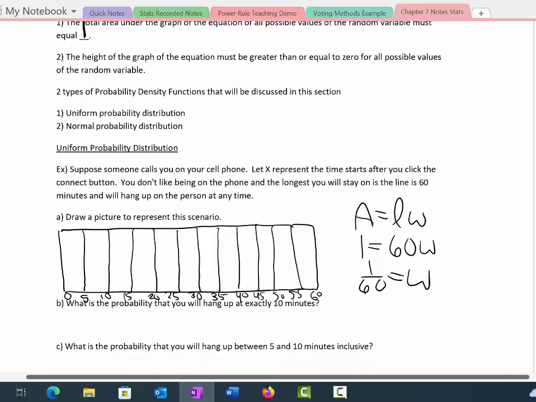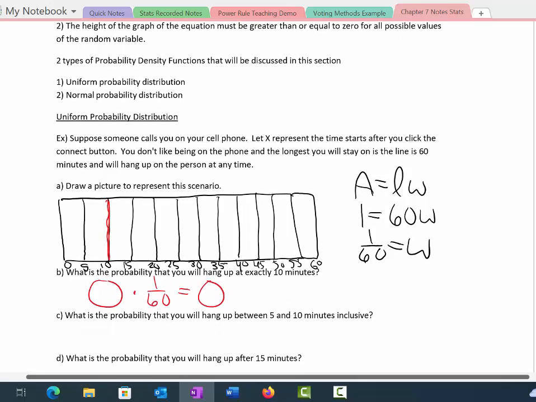Okay, let's take a look at part B. What is the probability that you will hang up at exactly 10 minutes? Well, here's exactly 10 minutes. That length of a line segment is 0. The width, we've already figured out, is 1 over 60. So the area here is 0.